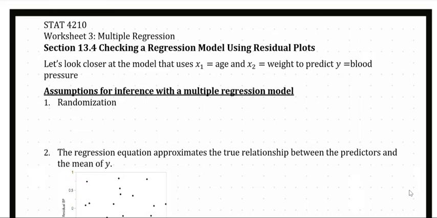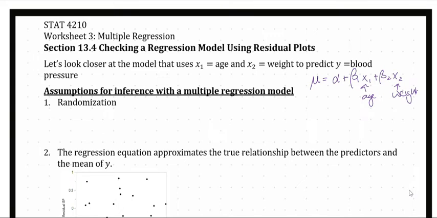So we're going to remember that we're using, for this example, the model that uses age and weight to predict blood pressure. So our model is mu equals alpha plus beta 1 x1 plus beta 2 x2, where x1 is age and x2 is weight. And we're predicting the true mean blood pressure for everyone of a given age and weight.